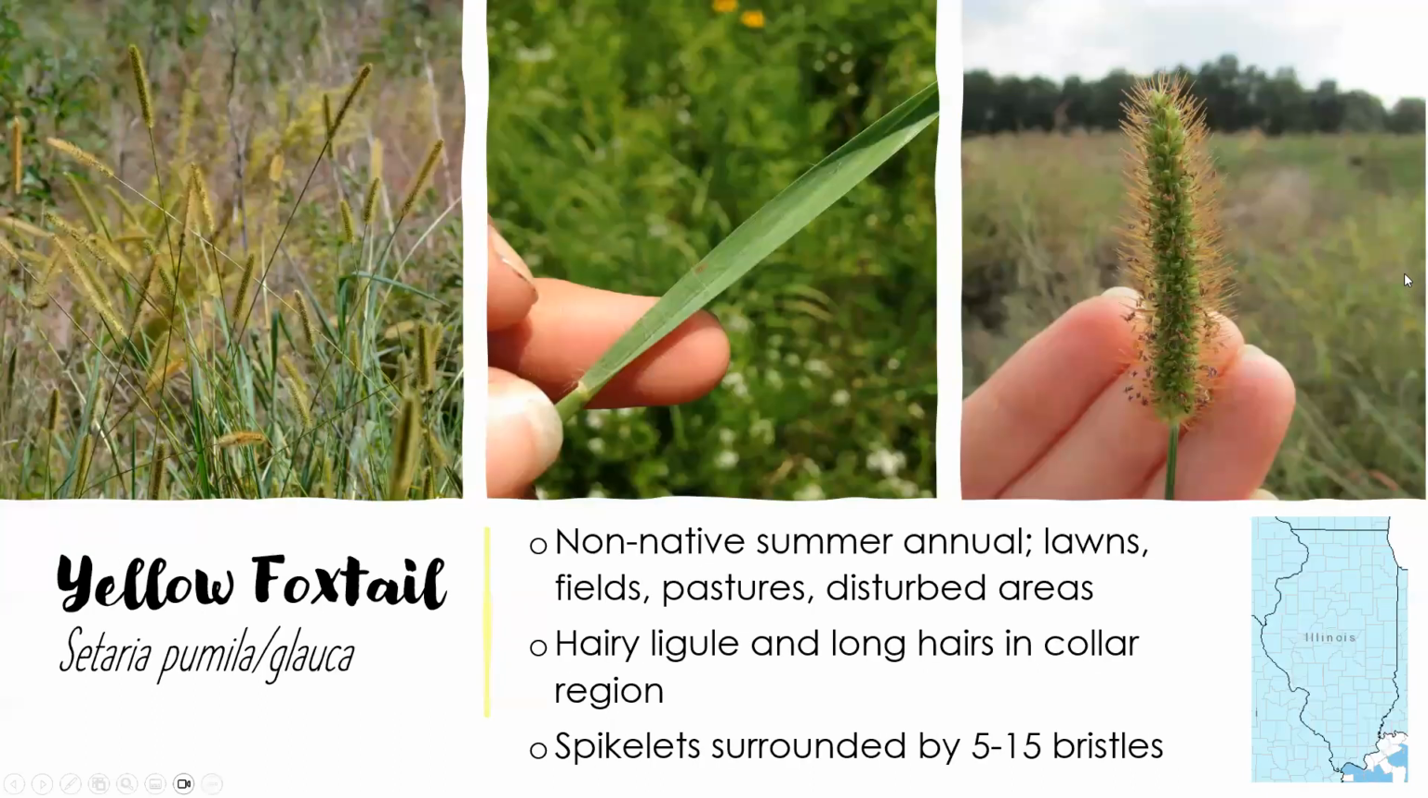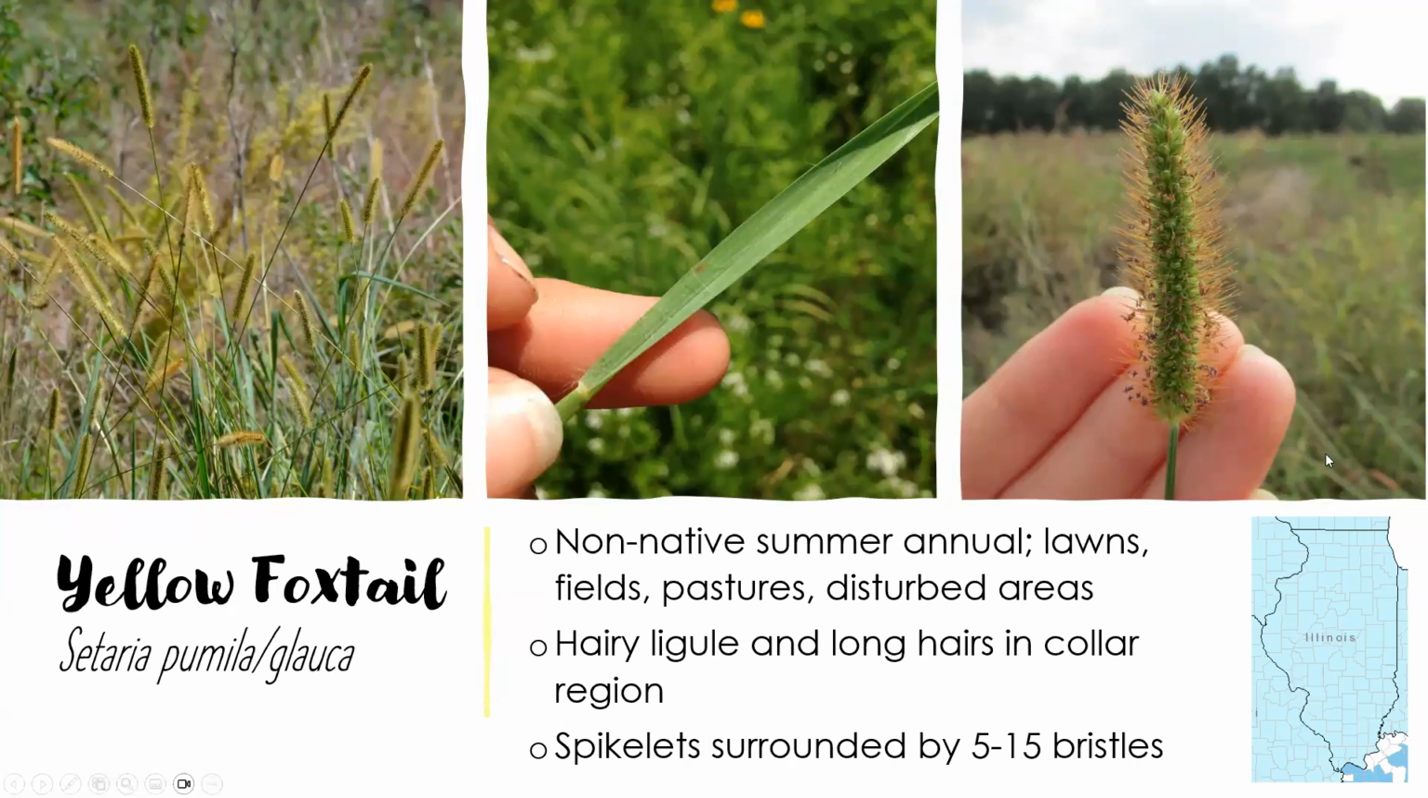The next one is yellow foxtail. Yellow foxtail typically stays under 3 feet tall. Find it in similar areas. It blooms at the same time. It has a hairy ligule. It can have some long hairs in the collar region here towards the base of the leaf. But if you plucked off a spikelet with its bristles around it, you'd find that there are 5 to 15 bristles around that individual spikelet.